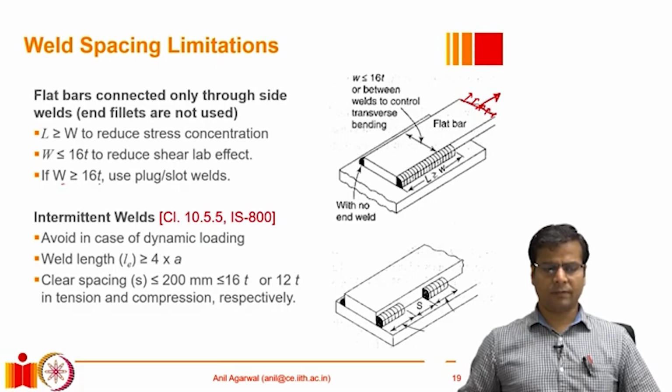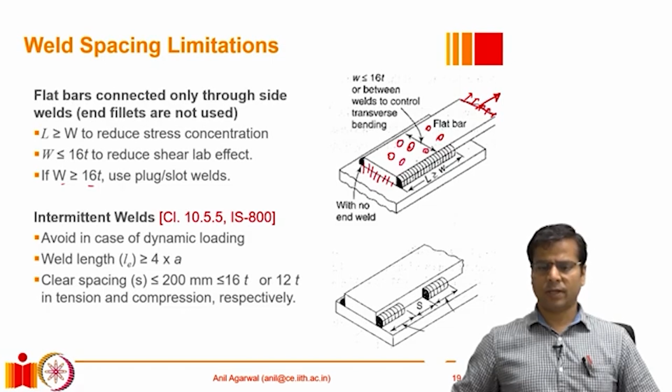If, however, this width is more than 16 times the thickness of the plate, we have to make sure that these plates are not only welded at the edges, but also welded at the end, or we may use plug or slot welds along the length and width of the plate, and join the two plates together through those plugs. That will allow us to distribute the force more evenly between the plates through welds.